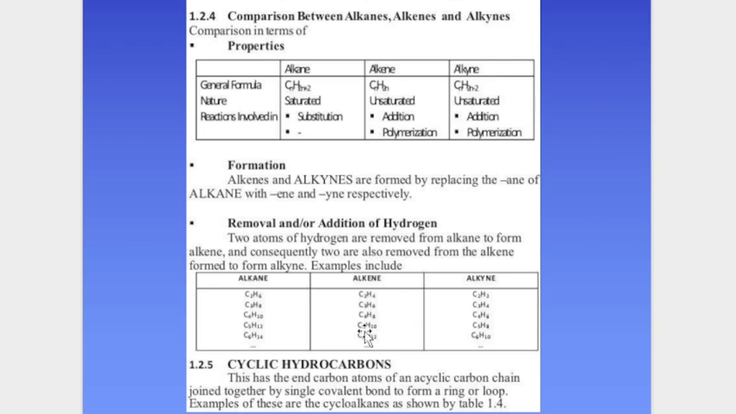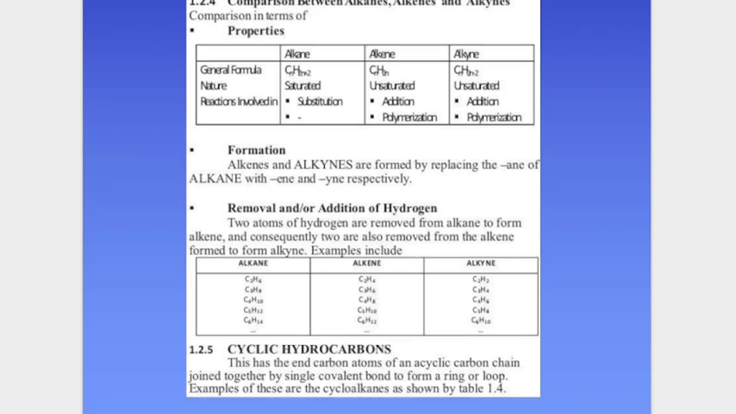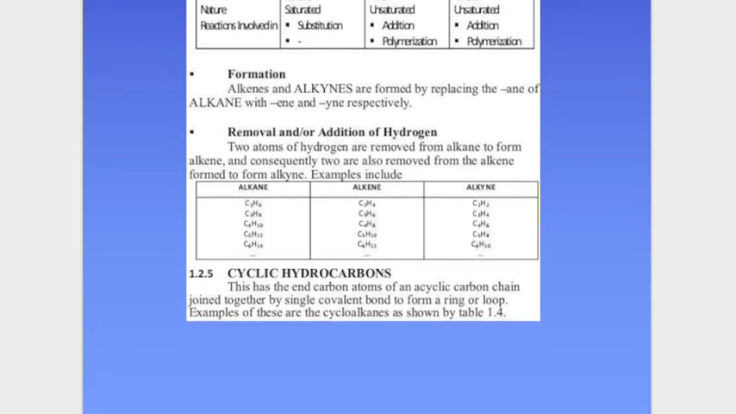So if you look at that, you will notice that the difference is 2 for the consecutive, that's alkane by 2 to alkene, alkene by 2 to alkyne, and basically that. So we go into your cyclic hydrocarbons. Now, this has the end carbon atoms of an acyclic carbon chain joined together by a single covalent bond to form a ring or a loop.